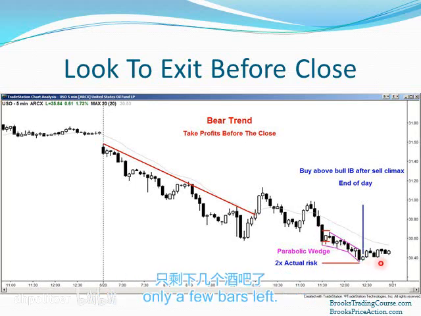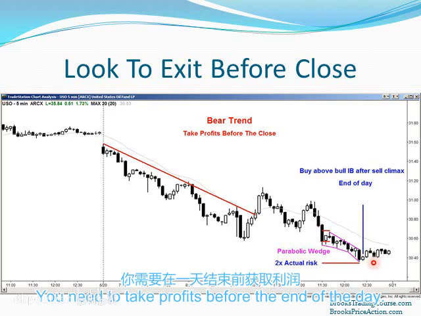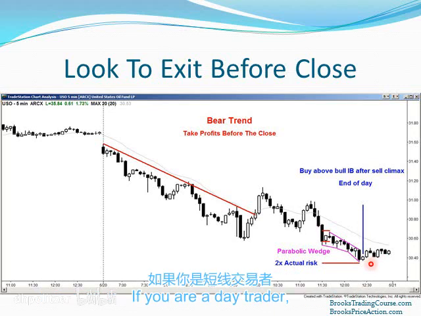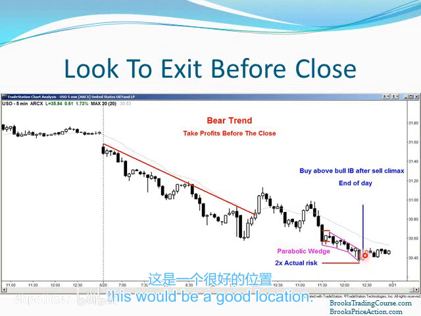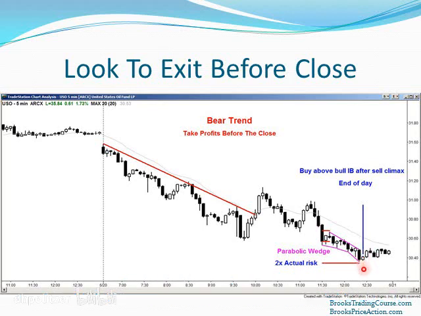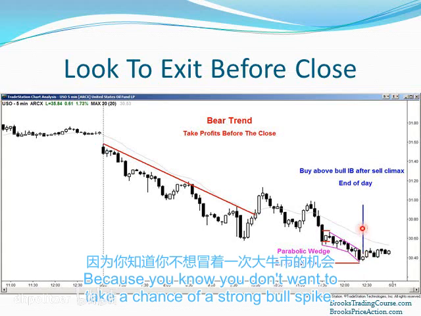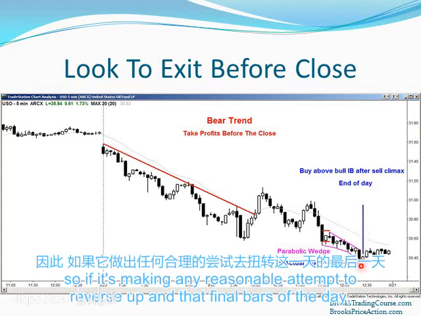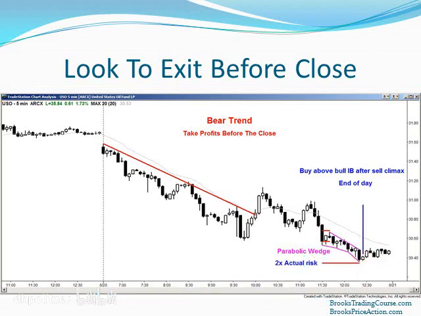We're getting late in the day, only a few bars left. You need to take profits before the end of the day if you're a day trader. This would be a good location, 1 tick above the high of this attempt to reverse up, because you don't want to take a chance of a strong bull spike. So if it's making any reasonable attempt to reverse up in the final bars of the day, I would get out.